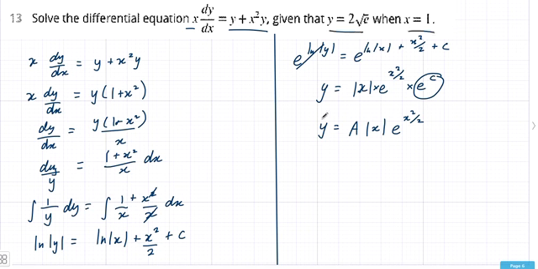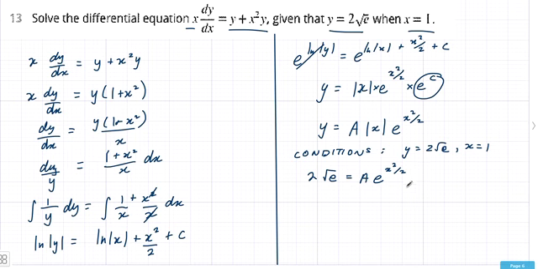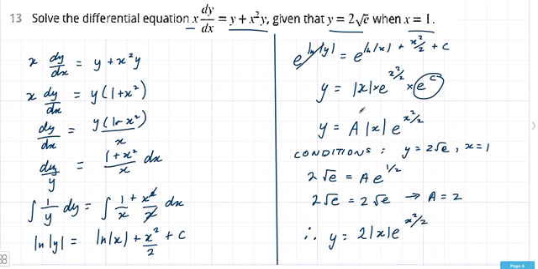So at this point, now we're going to put in our conditions. We've got two conditions here, y equals 2 root e and x equals 1. So we'll chuck them in. So 2 root e on the left side. The modulus of x, which is 1, is 1. And we've got e to the power of a half. So we end up with 2 root e equals a root e. So that implies that a equals 2. So therefore, y equals, in this case, 2x e to the x squared on 2.